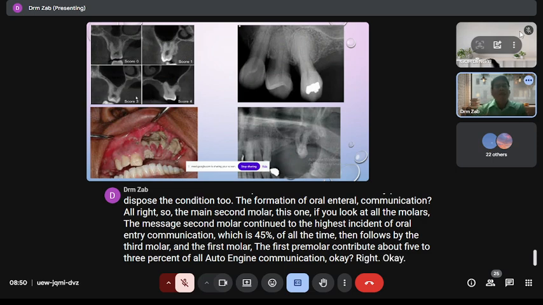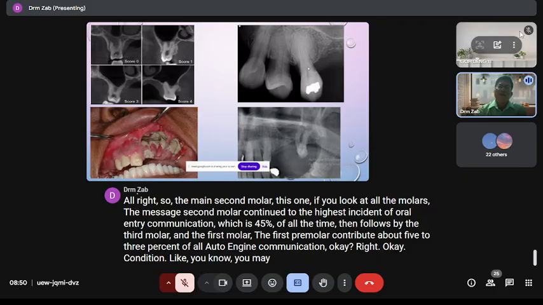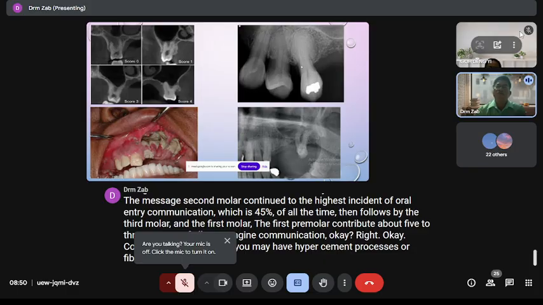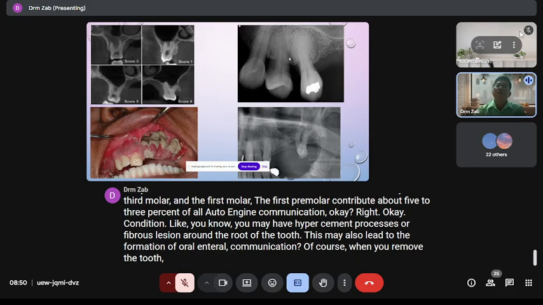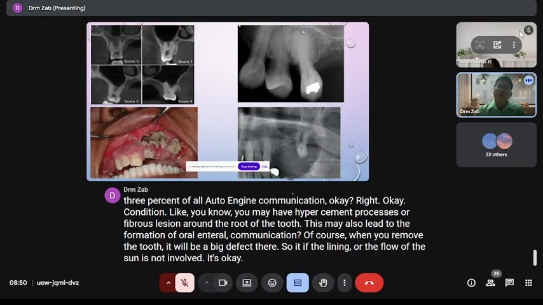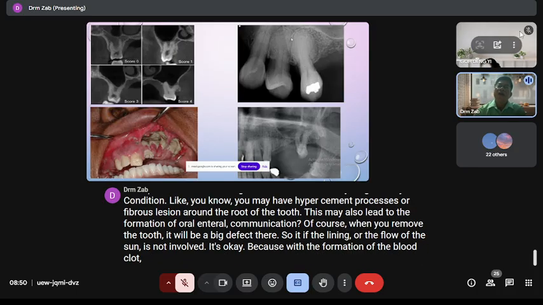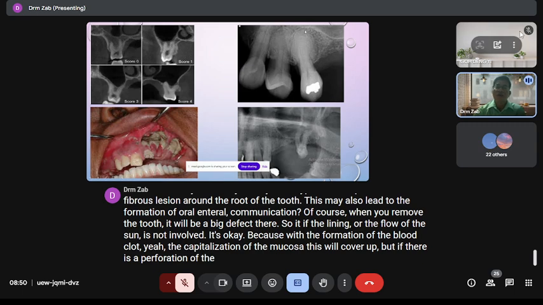Okay. A condition like hypercementosis or a fibro-osseous lesion around the root of the tooth may also lead to the formation of oro-antral communication. Of course, when you remove the tooth, there will be a big defect there. If the lining or the floor of the sinus is not involved, it's okay, because with the formation of the blood clot and epithelialization of the mucosa, this will cover up. But if there is a perforation of the sinus floor, then you will need to cover the area with a flap.